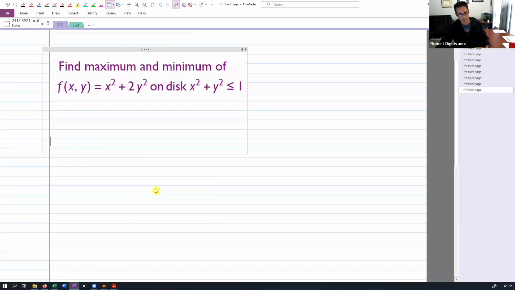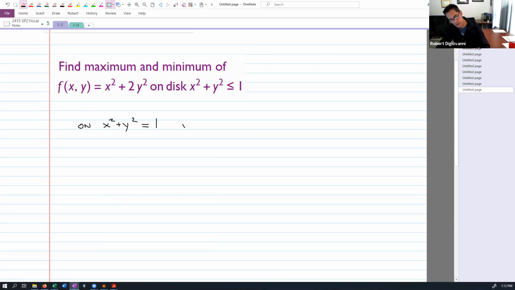So I'm just going to state here, on x squared plus y squared equals 1, we know that when you plug in 1, 0, it spits out 1. When you plug in -1, 0, it spits out 1. When you plug in 0, 1, it spits out 2. And when you plug in 0, -1, it spits out 2 also, right? That's what we did in the previous example.